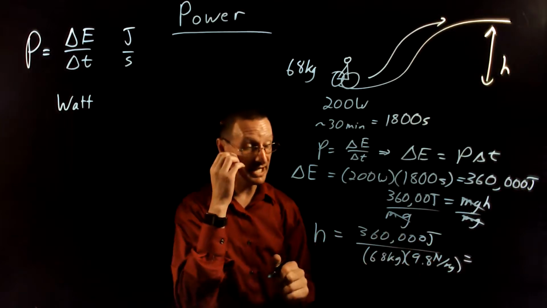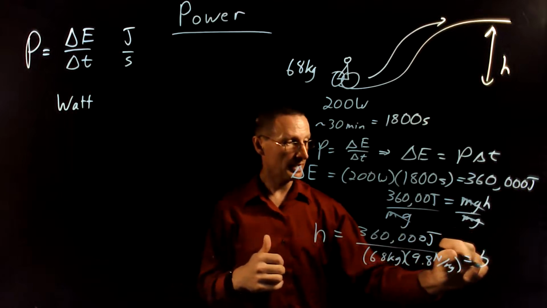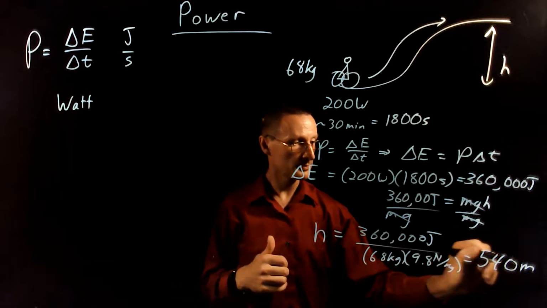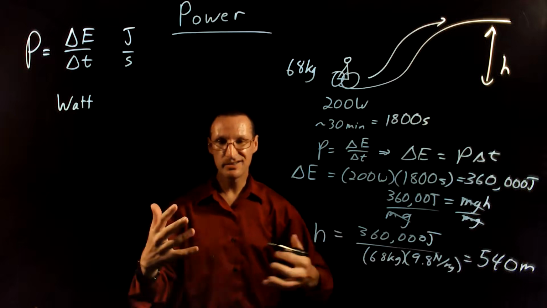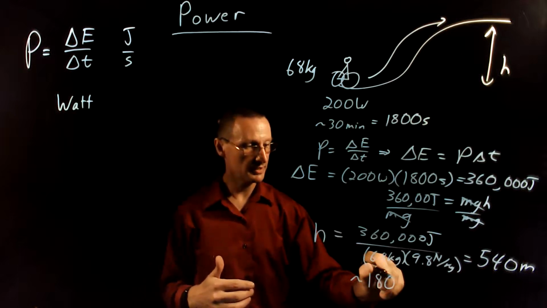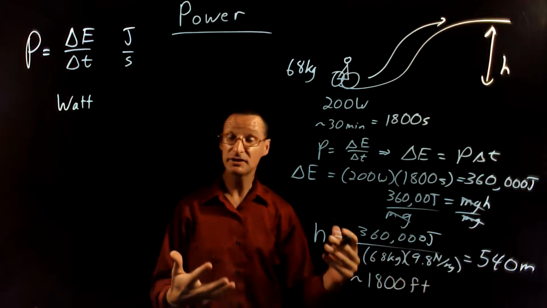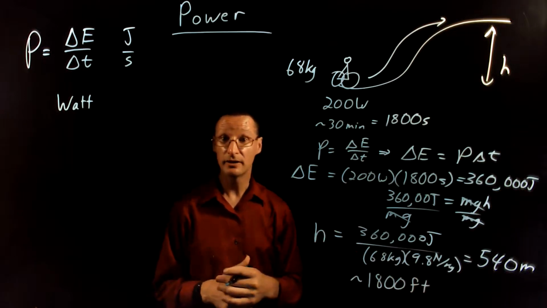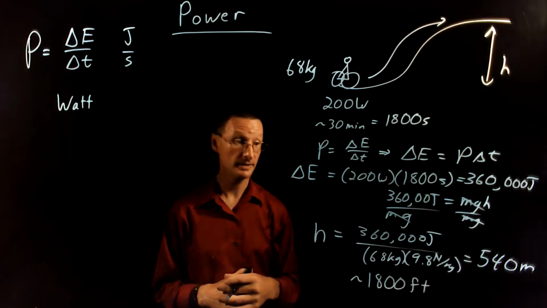And when I compute that number, I get about 540 meters, which if I convert this into more everyday familiar terms, is about 1,800 feet. So they've actually gained a fair amount of altitude during this 30-minute exercise period.